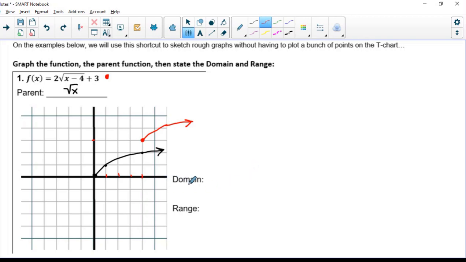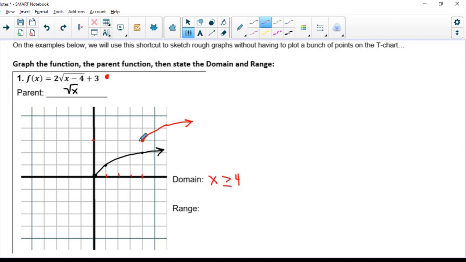So let's talk about domain and range. So domain is just saying, what are all the possible x values? It looks like our x starts here at 1, 2, 3, 4 right here. And then it's everything bigger than that 4. So I would write that as x is greater than or equal to 4.